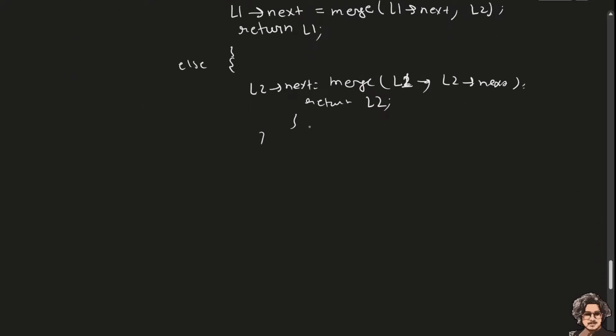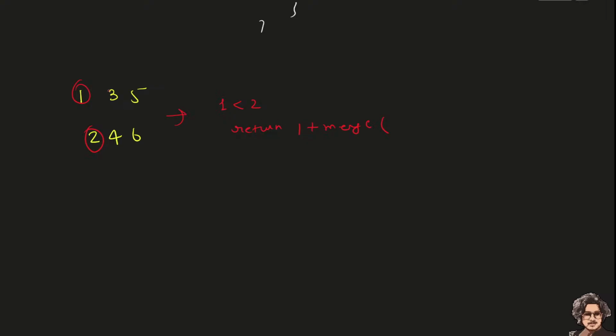So let's see how the code looks. Let's try to run this. We have 1 3 5, and this is 2 4 6. First of all we are at this position, checking which one is greater. We are checking L2 is greater than this one. So in that case I return 1 plus merge solution of this one, and we move to 3. In this we have node 3 to 5, and in this we have 2 to 4 to 6.